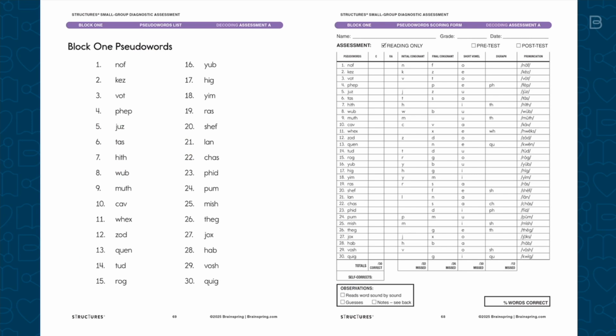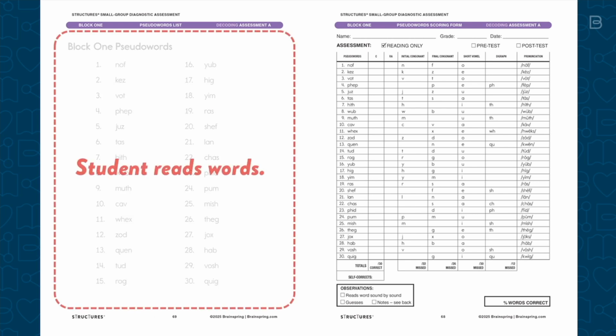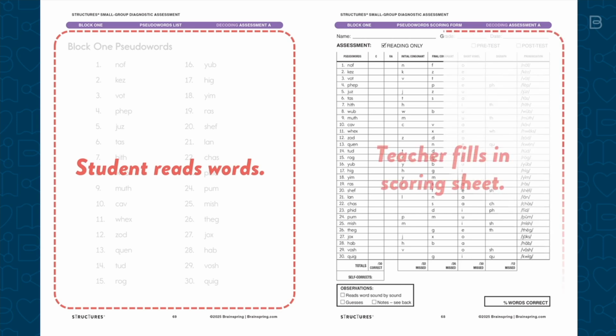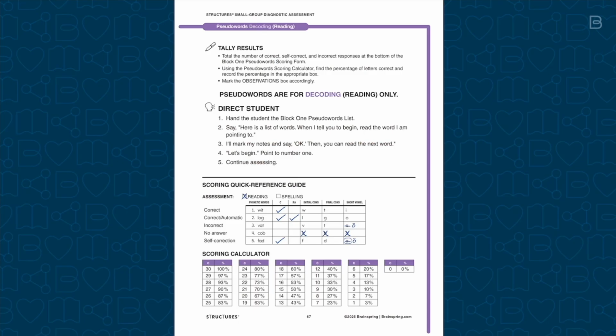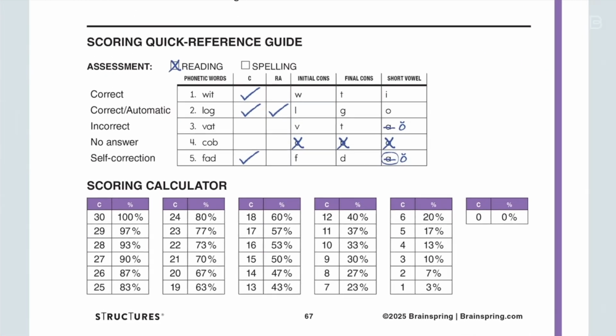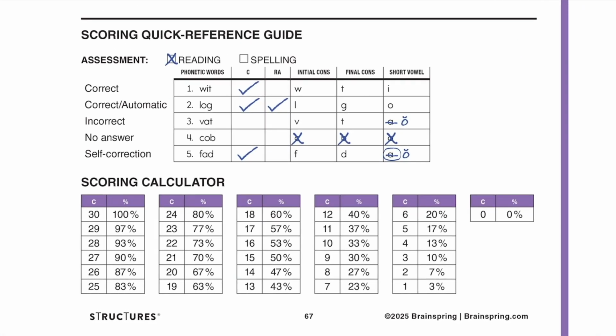So I would print or display the reading word list, and I would print myself a scoring form to score as he reads each word in real time. So he reads and I'm going to score. And on that same form, for the instructions before the pseudo word list, it tells me the directions of how to tally results and give those directions, as well as my scoring quick reference guide.